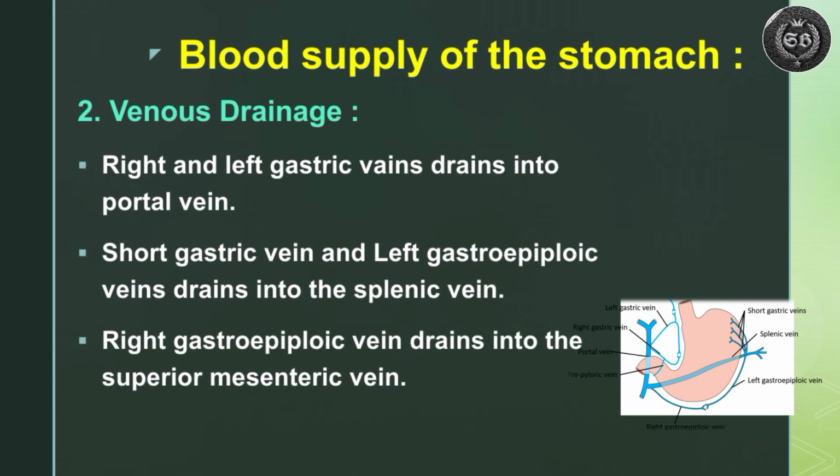Now second is venous drainage. Right and left gastric veins drain into the portal vein. Short gastric vein and left gastroepiploic vein drain into the splenic vein. Right gastroepiploic vein drains into the superior mesenteric vein.